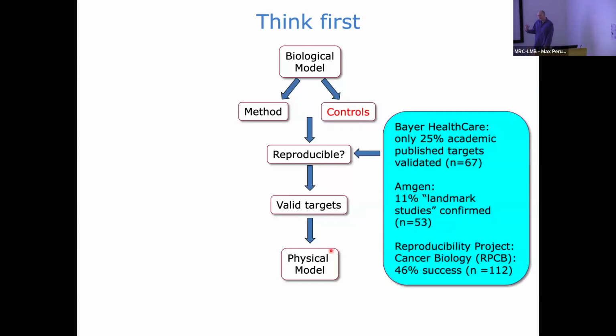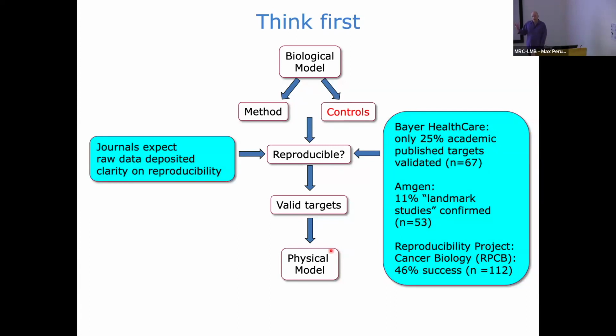At the minute, there's really a big issue with reproducibility. This study by Bayer showed that only 25% of published academic papers could be reproduced. Amgen could only reproduce 11% of landmark studies. And in the Cancer Reproducibility Project, they could only get a 46% success rate. So why is that? Is there a lot of cheating going on, or is it really just that people are getting results because they're doing it in a specific way and they're not reporting that?